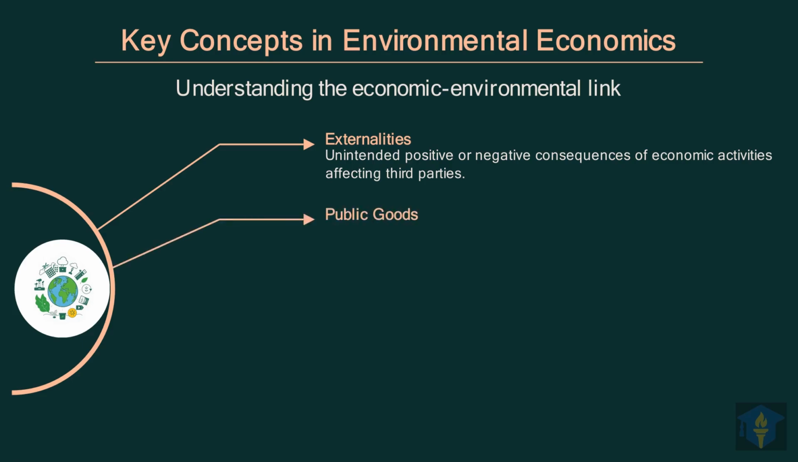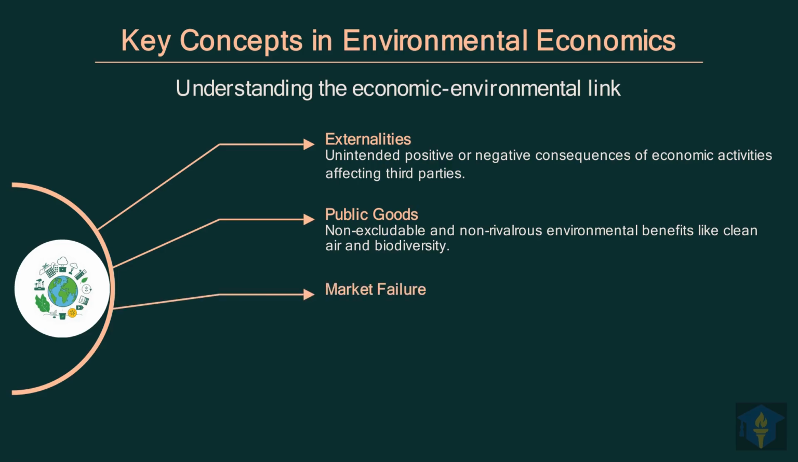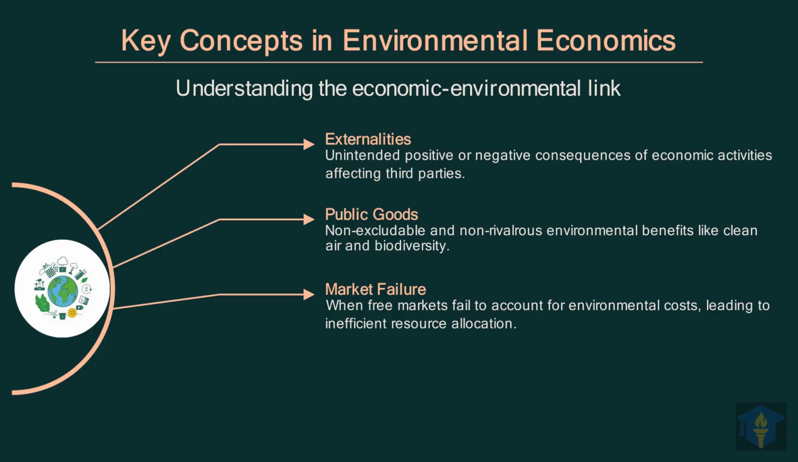Next, we consider public goods, which are essential environmental benefits available for everyone. These include non-excludable and non-rivalrous benefits like clean air and rich biodiversity. Then there's market failure, a situation where free markets don't account for all costs. It occurs when markets fail to account for environmental costs, leading to inefficient resource allocation.